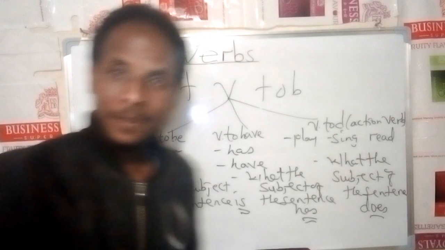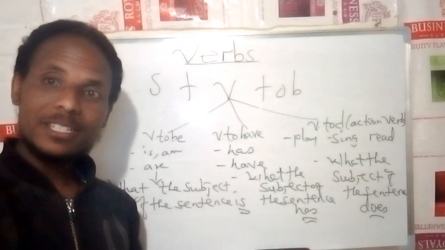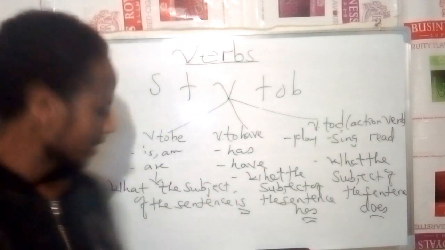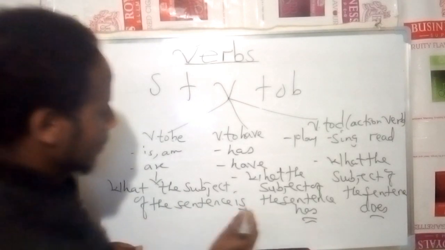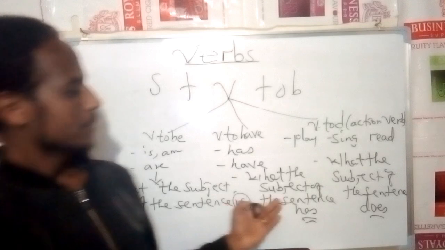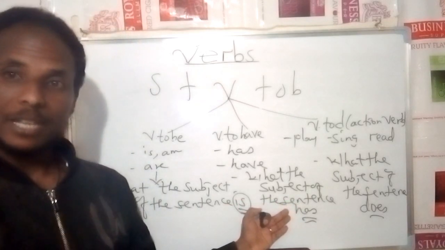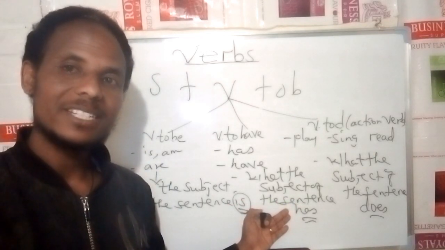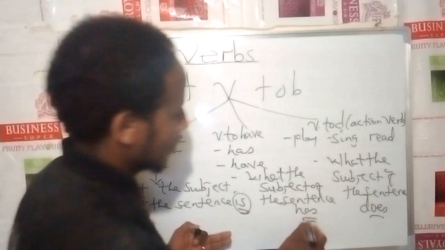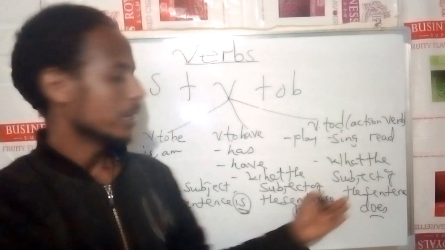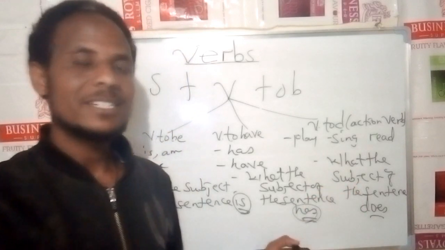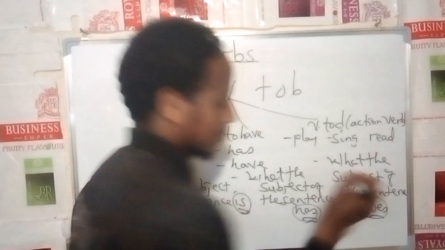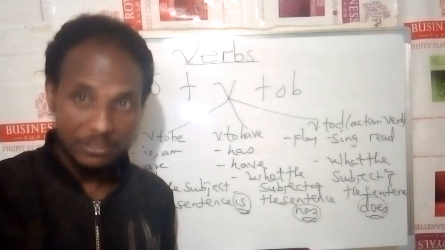The verb to be tells us what the subject of the sentence is. And the verb to have tells us what the subject of the sentence has. It is about possession. And the verb to do tells us what the subject of the sentence does. It is an action. So they function differently.